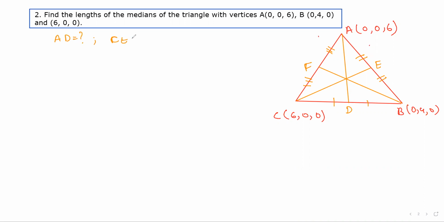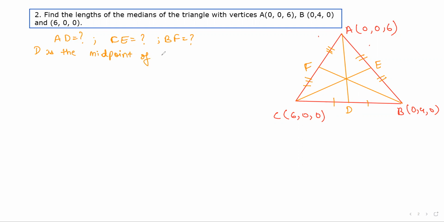CE, and BF. Now, to get the value of AD, you should know the coordinates of D. To get the coordinates of D, you can observe CB. D is the midpoint of CB.